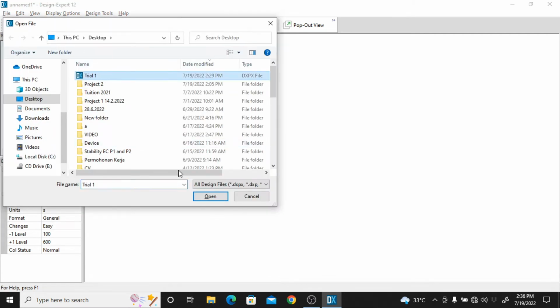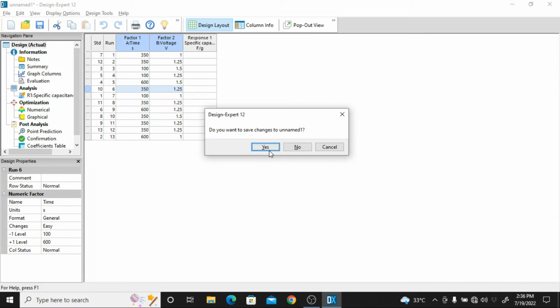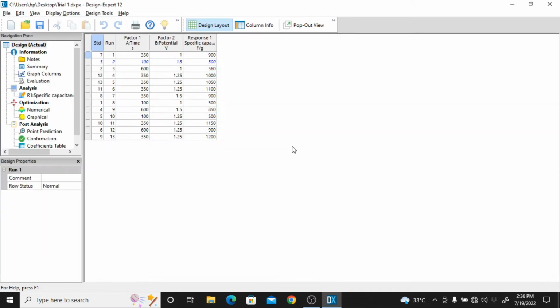Okay, this trial one is also the same. This one, no need to save. Okay, the same. Okay, this one is already the same, but I already did the experiment with the filled box here. We already have the response from doing the experiment, and we calculated the specific capacitance.